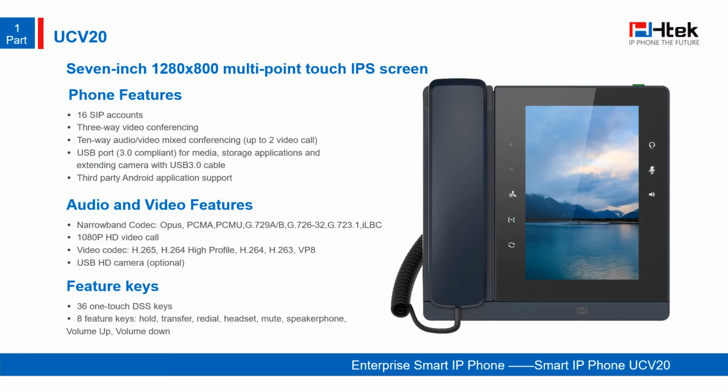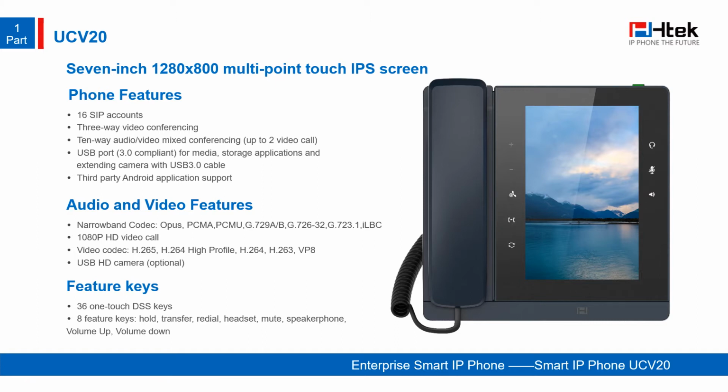First, let's look at our smart IP phone UCV20. As you can see, it has a portrait screen. The 7-inch 1280 by 800 multi-point touch IPS screen takes up almost all of its surface. This phone does everything a normal IP phone does, with some extra features, mainly video features. It can register at most 16 accounts at the same time.